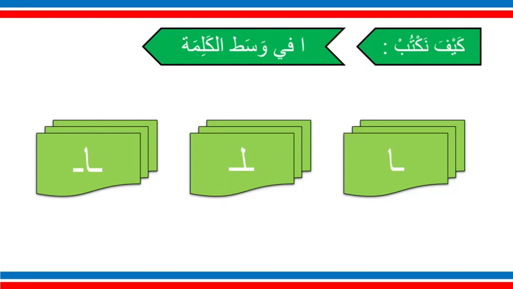Did you choose? Because now you say the answer. We will write A in the middle of the word. في وسط الكلمة like this. Why? Because A is one of the blank letters. So it will not be connected with the following letter.